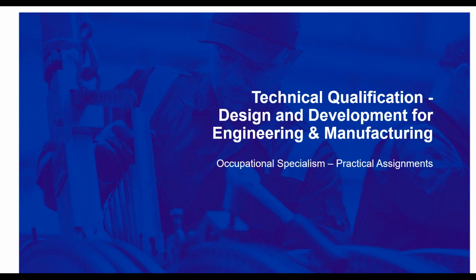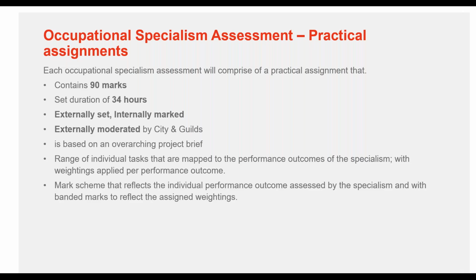So just to look at the design and development occupational specialism pathway now, and looking at the practical assignment. Within the practical assignment for the design and development pathway, it's 90 marks. It's a duration of 34 hours. The practical synoptic assignment is going to be set by City and Guilds, internally marked by yourselves, and then externally moderated by us. It's based on an overarching project brief, and there's going to be a range of individual tasks that are mapped to the performance outcomes. And we're going to go through those on the next slide.